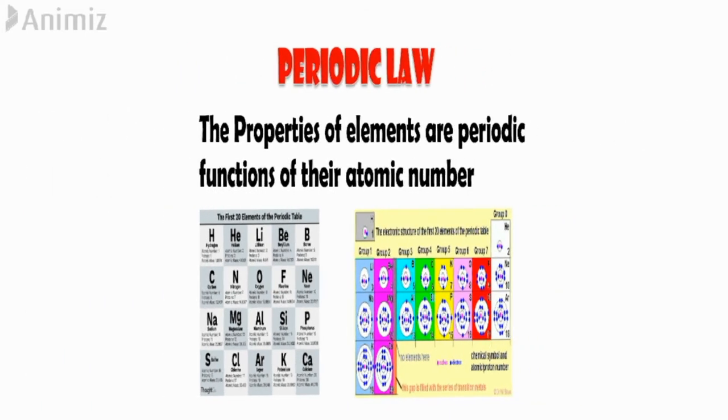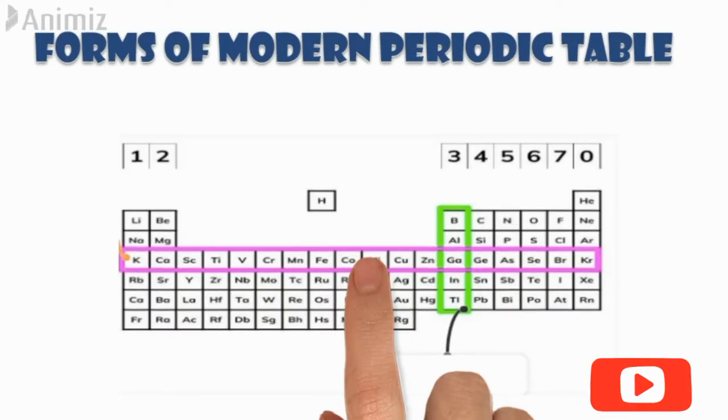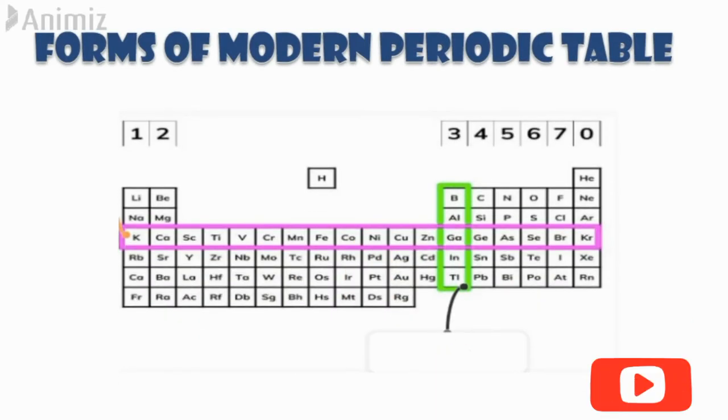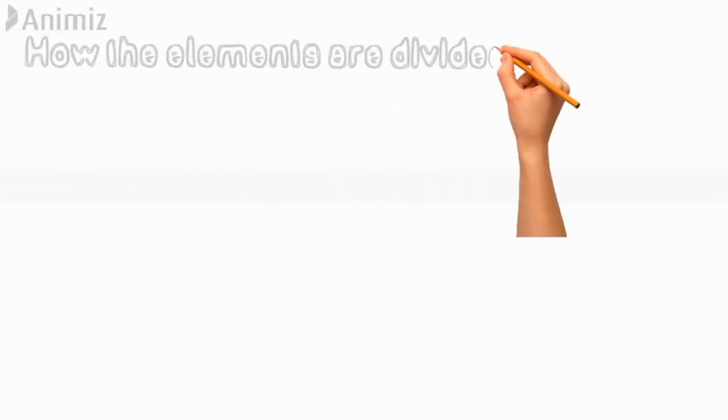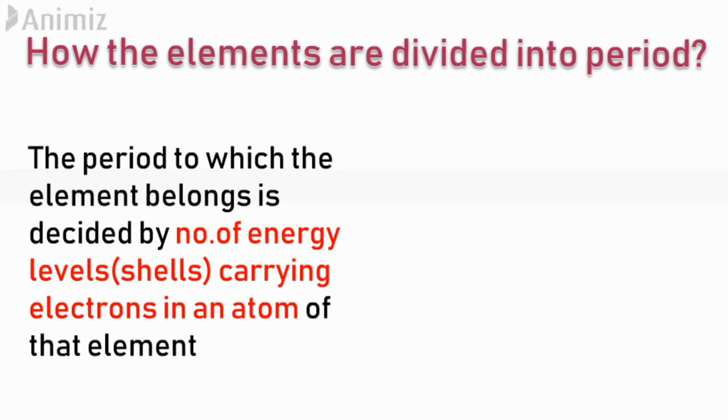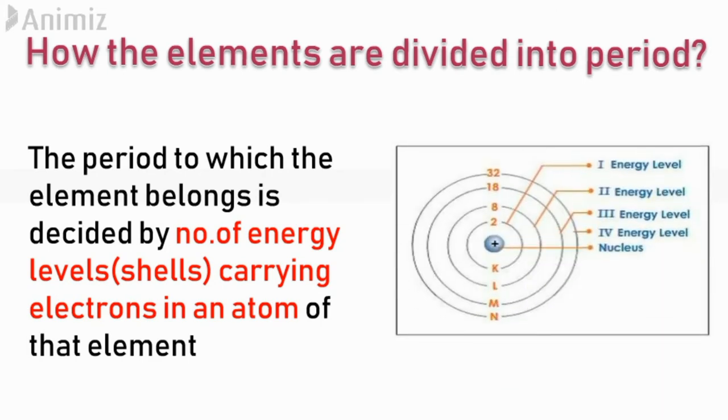Now let's talk about the two forms of the periodic table. The vertical columns in the periodic table are named groups, and the horizontal rows are called periods. Now let's see how the elements are divided into periods. The period is decided by the number of energy levels, or shells, carrying electrons in an atom.